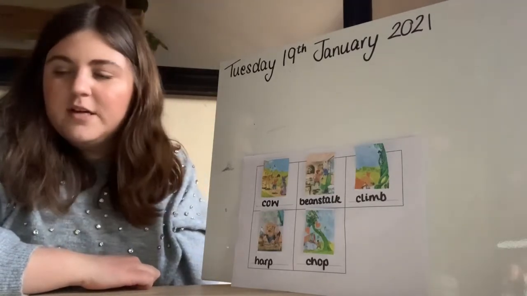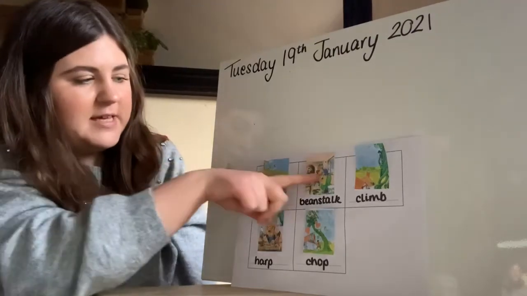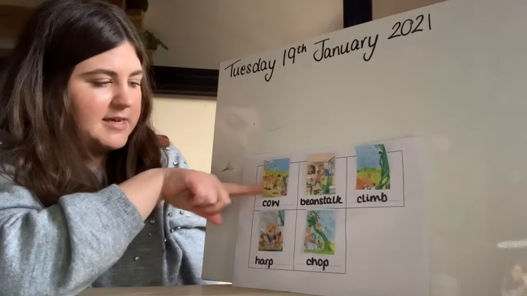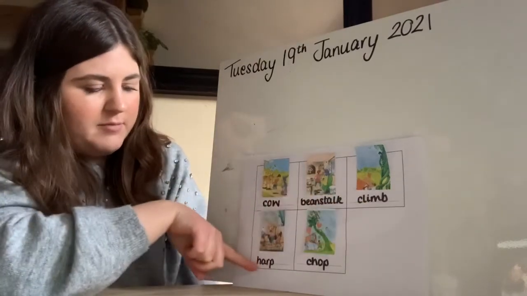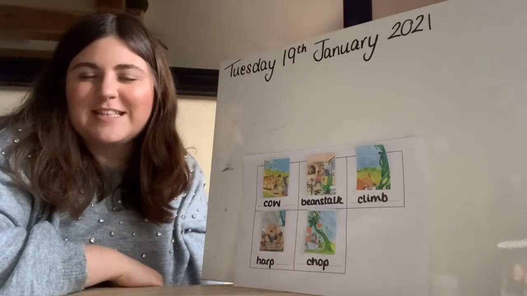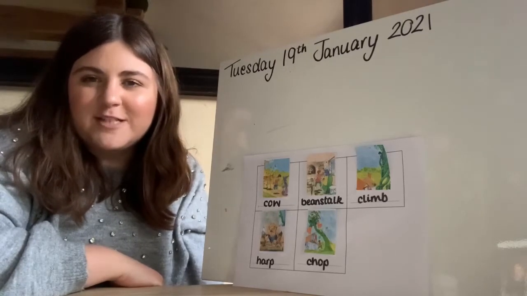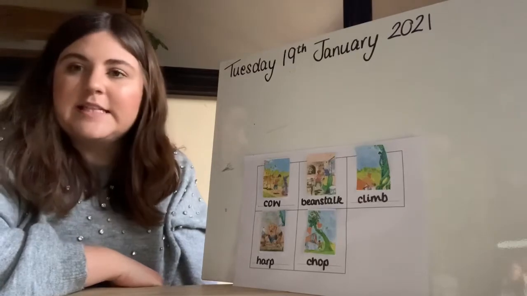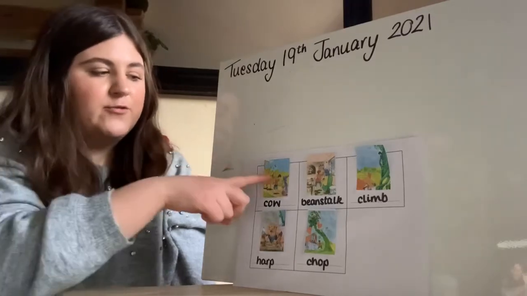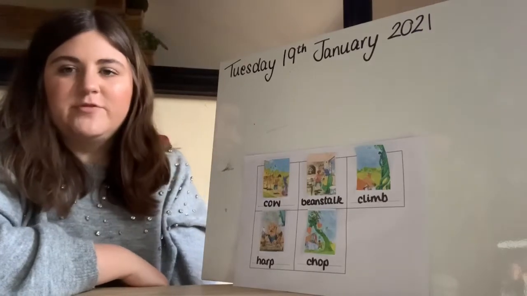Okay, so looking at the story map then, I've got my first, second, third, fourth and fifth picture, and I've got my keywords. My keywords are cow, beanstalk, climb, harp and chop. I loved seeing all of yours yesterday; you thought of things that I didn't even think of, which is super, so well done. But today, instead of just writing our keywords, we are going to be writing simple sentences for each of the pictures to retell the story of Jack and the Beanstalk.